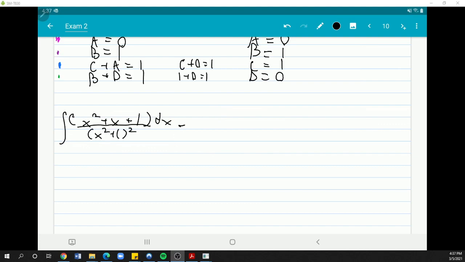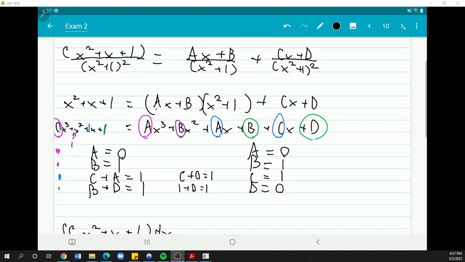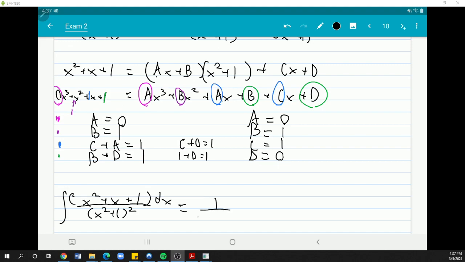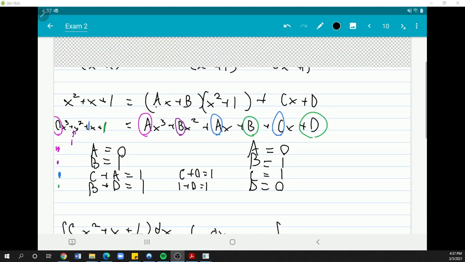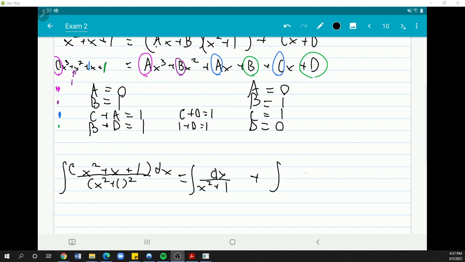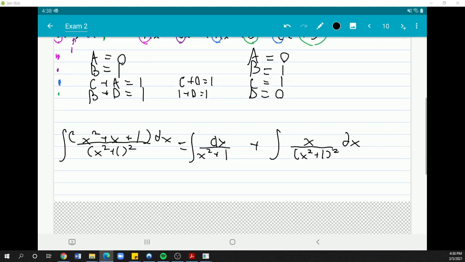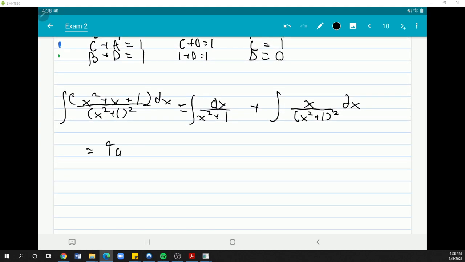This is equal to, what was b? B was the constant term. So the integral of 1 over x squared plus 1 dx plus the integral of c, which is 1, so x over x squared plus 1 squared dx. And now we have to harken a little bit back to Cal 1 for that right integral. This left one isn't bad. This, once again, is tan inverse of x. Nothing crazy there.